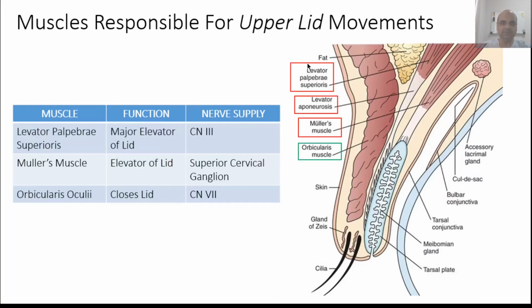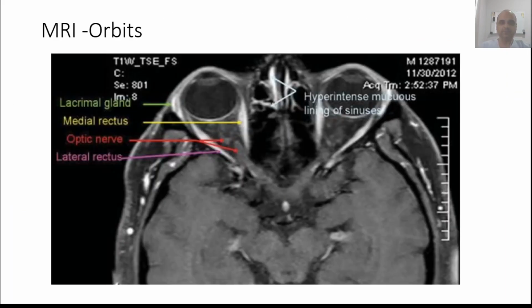So these are the muscles that are involved. This is our area of interest today, the Muller's muscle right here. Orbicularis oculi obviously helps in closing of the eyelid, while levator palpebrae superioris and Muller's muscle assist in opening the eyelid, the upper eyelid, to be more accurate and precise. Because there is no levator palpebrae superioris in the lower lid, there is no Muller's muscle in the lower lid. So these are the upper lid elevators, levator palpebrae superioris and Muller's muscle.